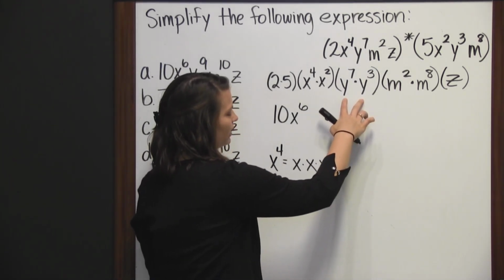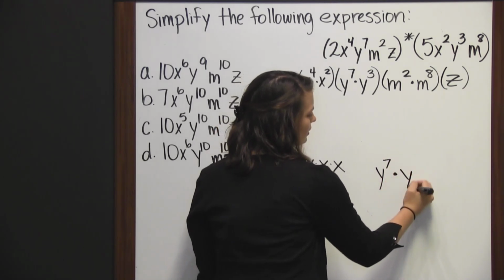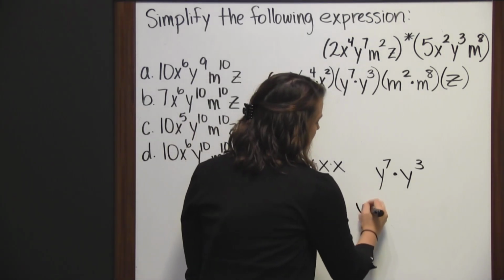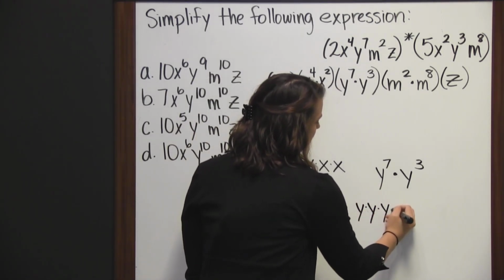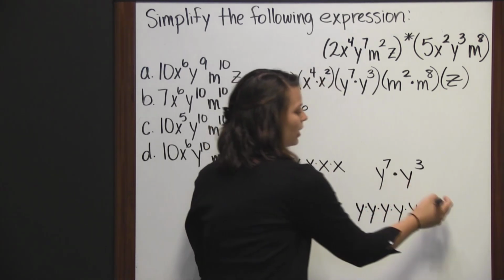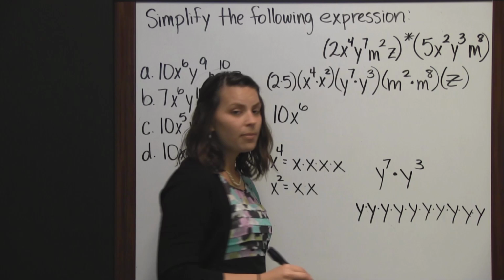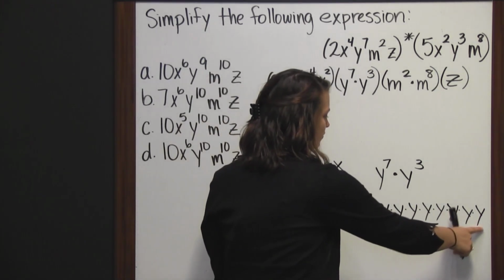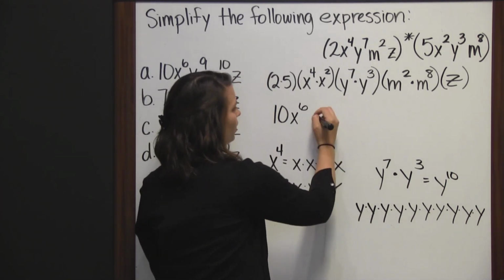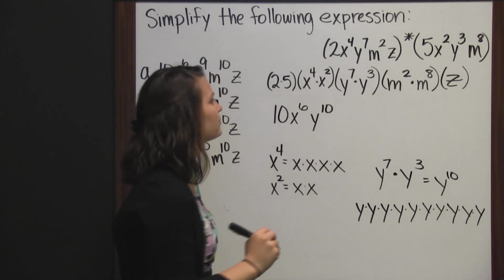And it's the same thing with y to the 7th times y cubed. Let's look at that one a little differently. So y to the 7th times y cubed. Y to the 7th is y times itself 7 times, 1, 2, 3, 4, 5, 6, 7, times y cubed. So times 1, 2, 3. So what we end up with is y times itself a total of 10 times. So y to the 7th times y cubed is y to the 10th. Or again, we're adding those exponents.